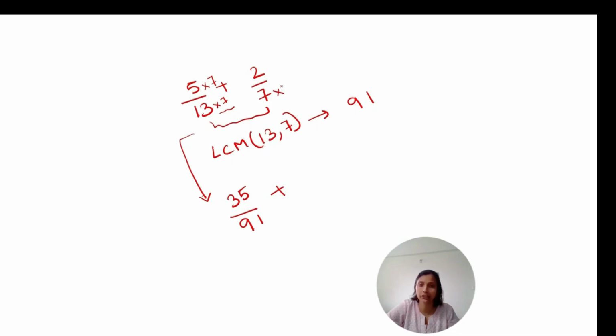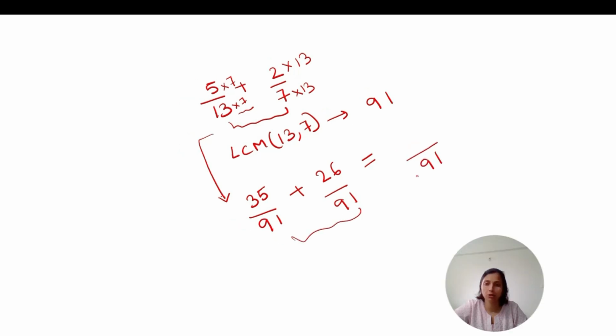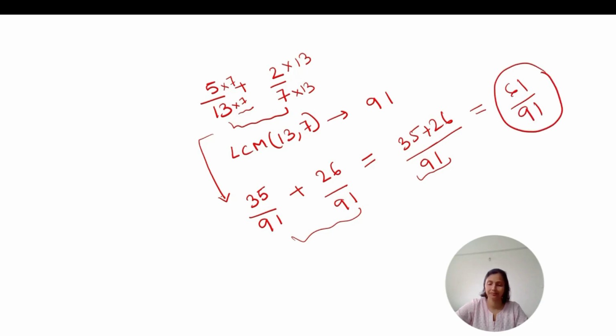Again, for 2 by 7, I need to multiply the denominator by 13 to get the denominator 91. So I will also multiply the numerator by 13 to get the equivalent fractions. We cannot only multiply the numerator or denominator. The value of the fraction should not change. So we need to multiply the numerator and denominator by the same number. Now, since denominators are same, so in the final sum also we will have the same denominator, and now we can simply add the numerator. 61 by 91. So this is my final answer.